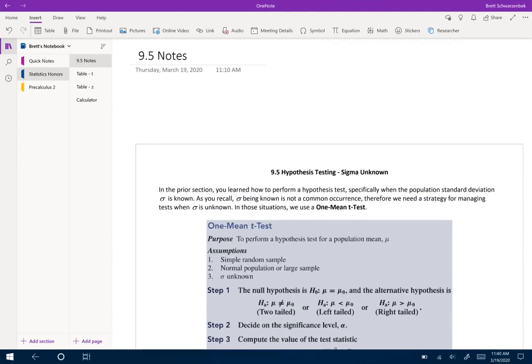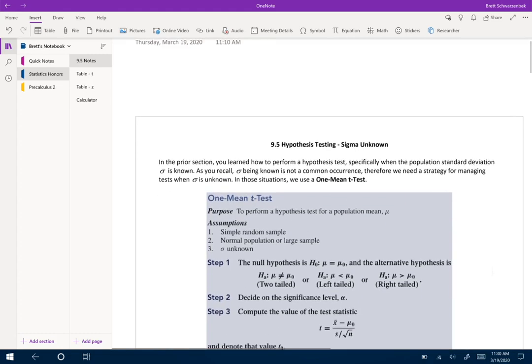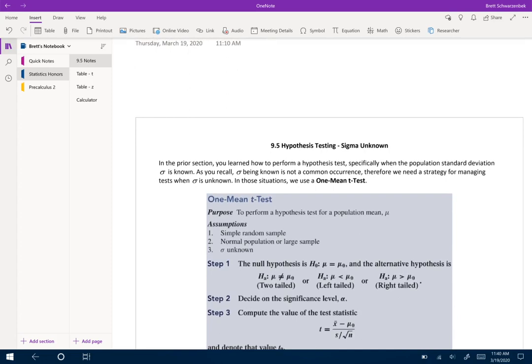If you recall, prior to the break, we talked about confidence intervals and a little bit of hypothesis testing. When we did confidence intervals, we started with Z intervals, which occurred when the population standard deviation was known. Then we had to move on to T intervals whenever the population standard deviation was unknown. So we're going to do the same thing with hypothesis testing.